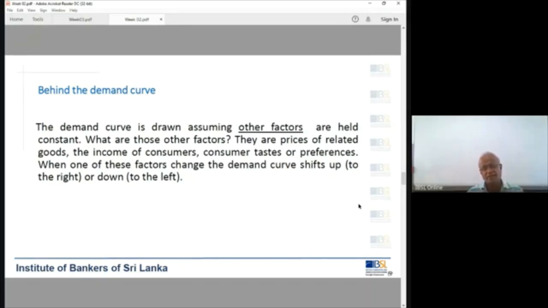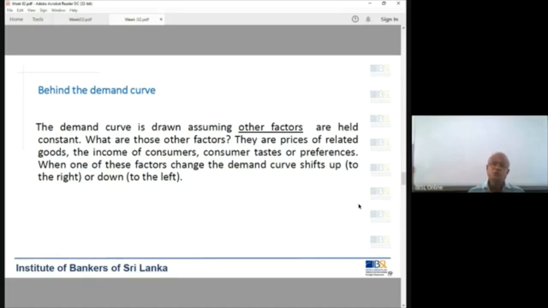When you draw the demand curve, income is 5,000. Suppose income increases to 10,000. Then what will happen? People have more money, more income. Then we will demand more of that good. The whole demand curve shifts when income increases, one of the factors that were held constant. Right? Suppose income decreases. These days, because of this COVID, people, especially self-employed people, their income went down.